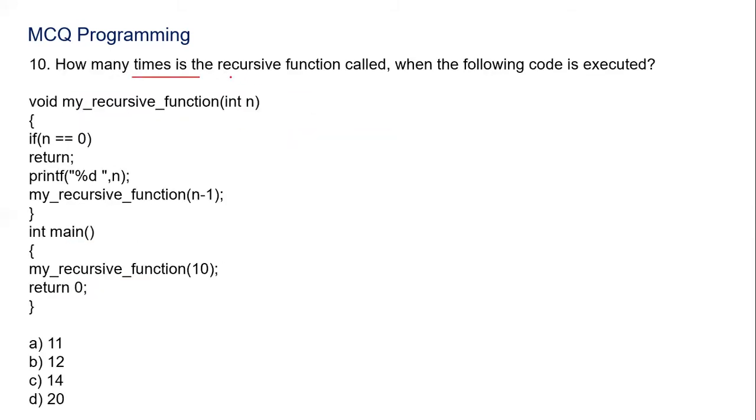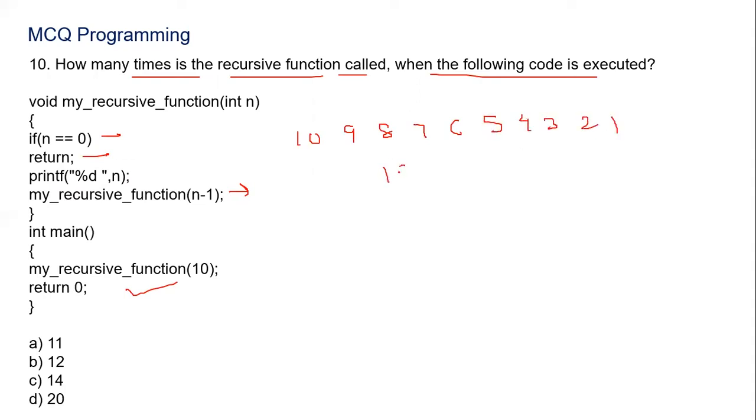Next, how many times is the recursive function called when the following code is executed? So we have a recursive function over here. When n is equal to 0, it returns, and otherwise it calls the recursive function with n minus 1. And we are calling it with 10. So it is called with 10, and then for 9, then 8, then 7, then 6, then 5, then 4, then 3, then 2, and then 1.